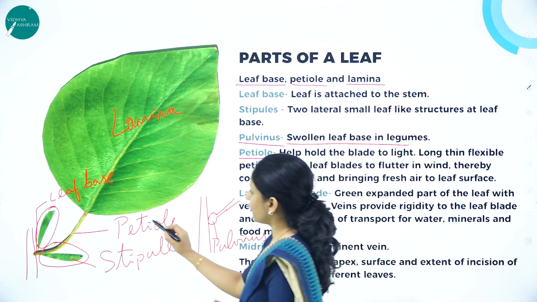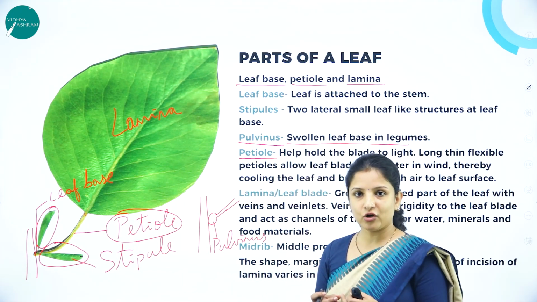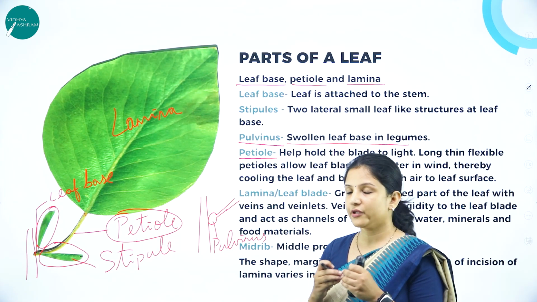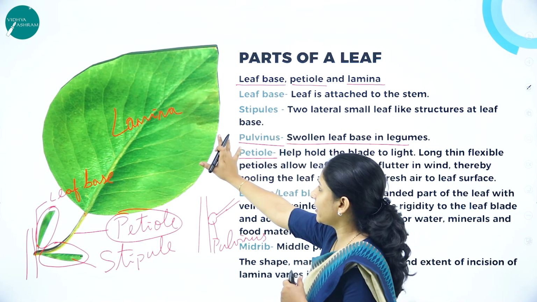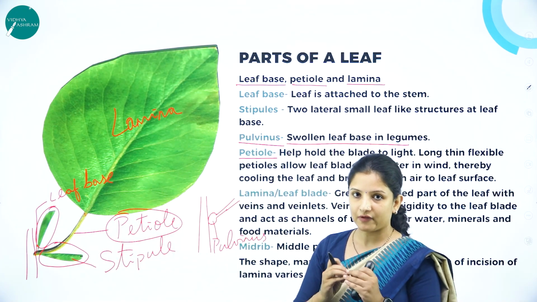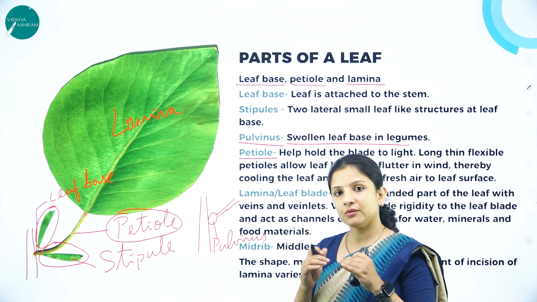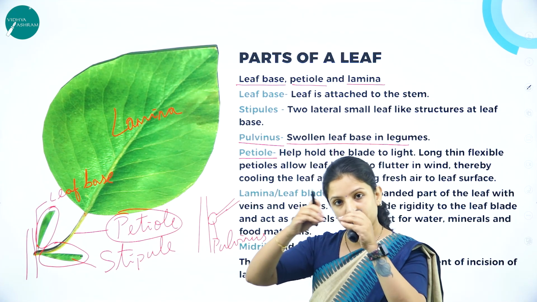So this portion is called the petiole. The petiole is long and slender, and it is very important because it helps the entire lamina hold itself to the leaf base. For that, the petiole is very, very important. And apart from that, the petiole is also important because it is long and slender.